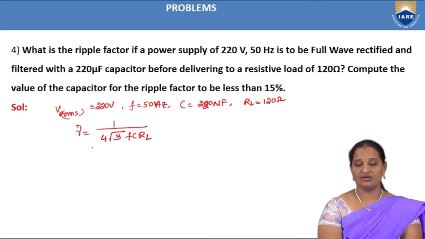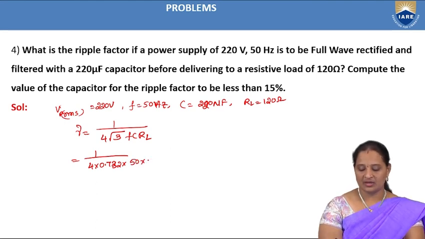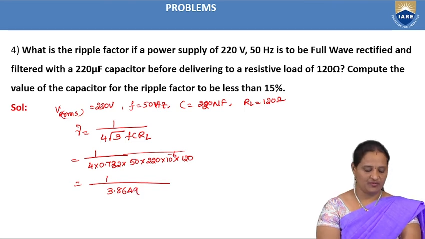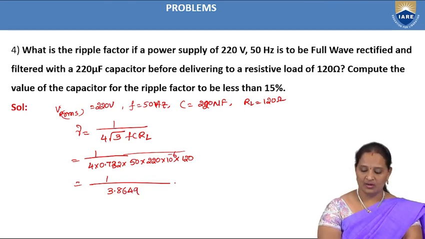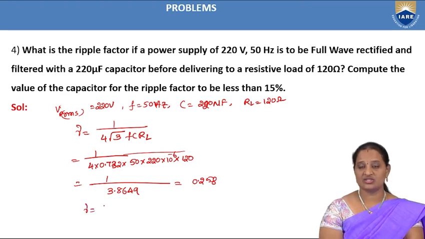We know all these values, so just substitute all of this. 1 by 4 into 0.732 into F is 50 into C is 220 into 10 to the power of minus 6 into RL value is 120. If you calculate the denominator, we will be getting it as 3.8649. So if you calculate this one, we will be getting it as 0.258. That means for the given capacitance value, the ripple factor is 0.258.